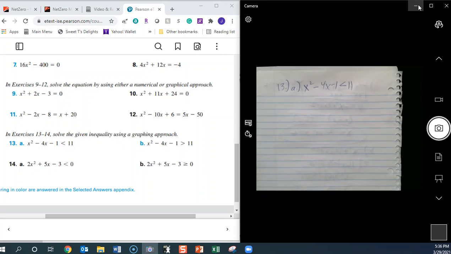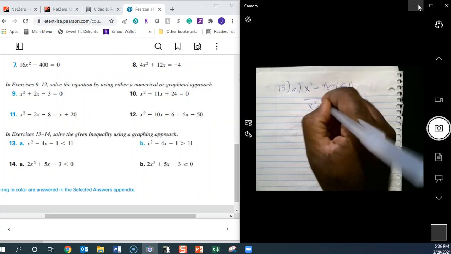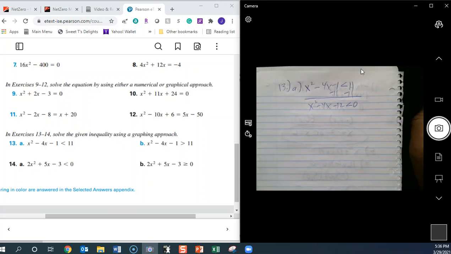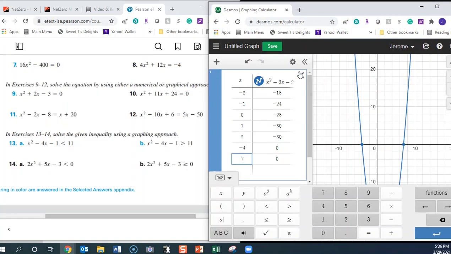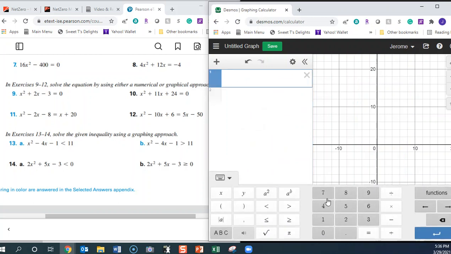Now we can set this up the same way that we did the other problems. All we need to do here, we want to get this inequality to equal 0. So we can subtract 11 on both sides. X squared minus 4x minus 12 is less than 0. All right, we'll put this in our calculator. So we have x squared minus 4x minus 12.